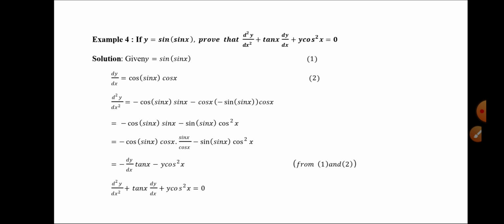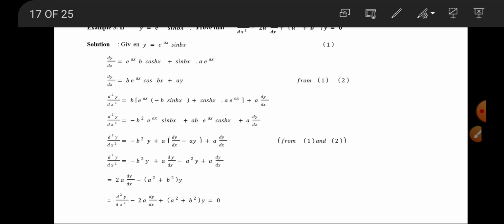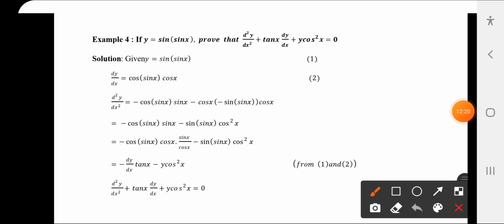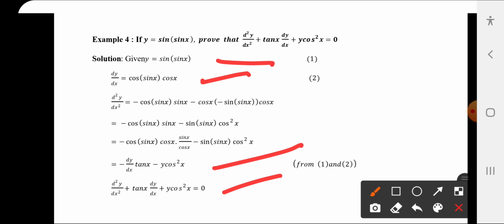If y is equal to sin of sin x, prove that d square y by dx square plus tan x into dy by dx plus y into cos square x equal to 0. So y is equal to sin of sin x, dy by dx equal to this one, d square y by dx square is equal to minus dy by dx tan x minus y into cos square x, and then the last step is d square y by dx square plus tan x into dy by dx plus y into cos square x is equal to 0.